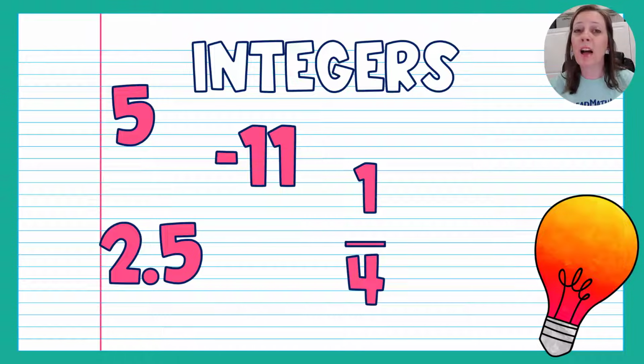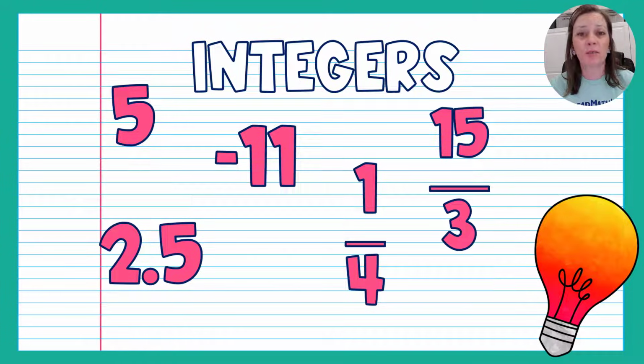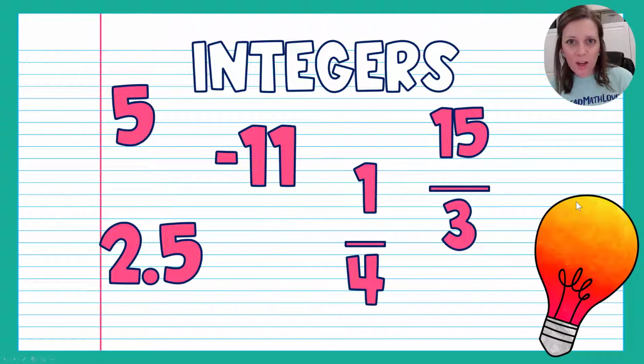How about this last one, 15/3? Ooh, this one is an integer, and you might be thinking, no, it's not. That's a fraction, and you just said it has to be whole numbers. Well, a fraction is really a representation of division, so 15/3 is the same as 15 divided by 3, which is 5, which is a whole number, so 15/3 is an integer. Okay, so pretty simple, whole numbers and their opposites, but watch for those tricks like 15/3 where that is actually equivalent to a whole number, so it is an integer.